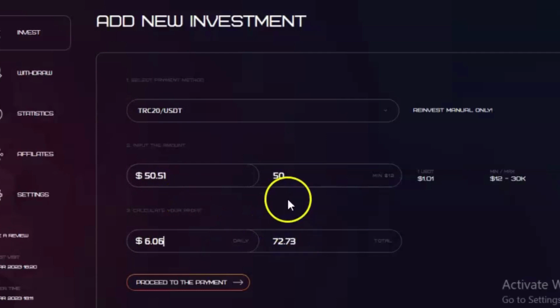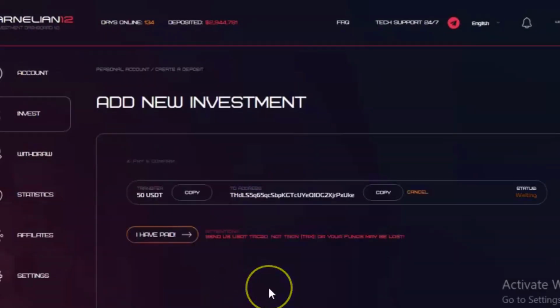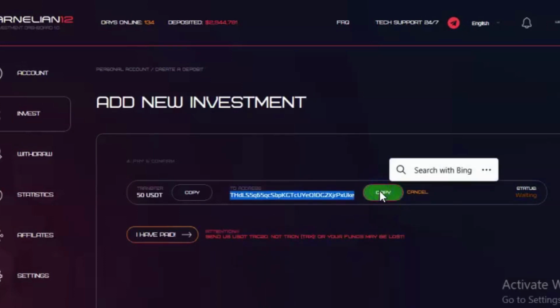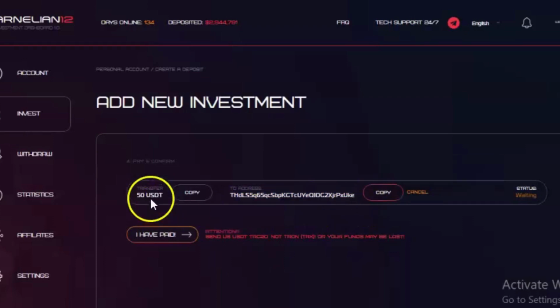So once we've indicated this, that we want to send 50 USDT from Binance to Carnelian12, we just click on proceed to payment. I'm just doing this because it will record, but at the end of the day, it will be cancelled. So it has given us the information we need to now use on Binance. What we now do is we copy this. This is the address that we should send the USDT from Binance to into Carnelian12. We copy this. Once we copy this, we now go over to Binance to send the funds, the 50 USDT, over to Carnelian12, inserting this address in Binance.